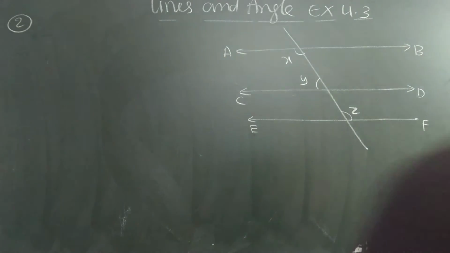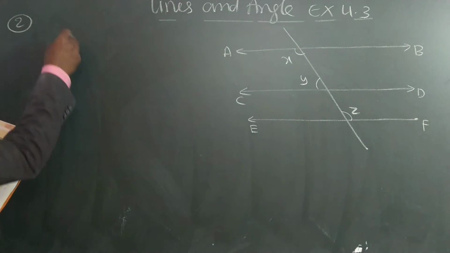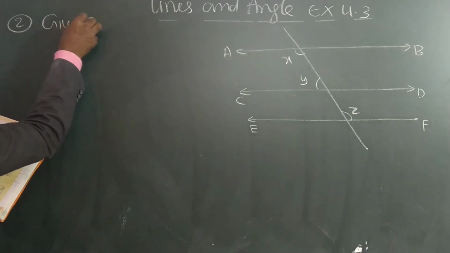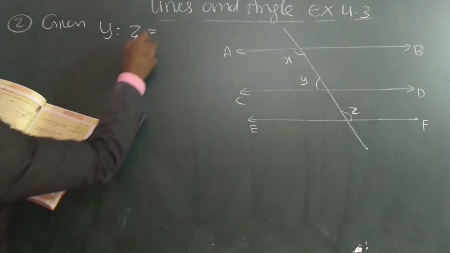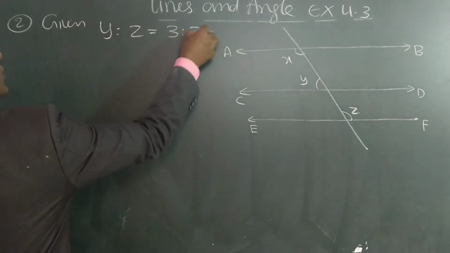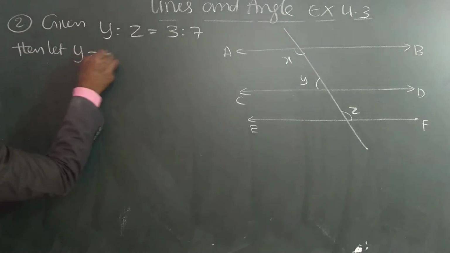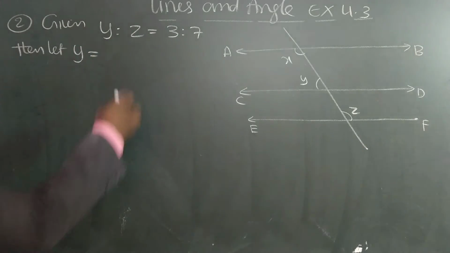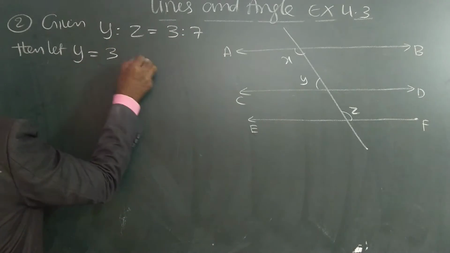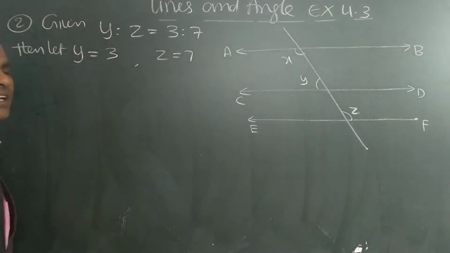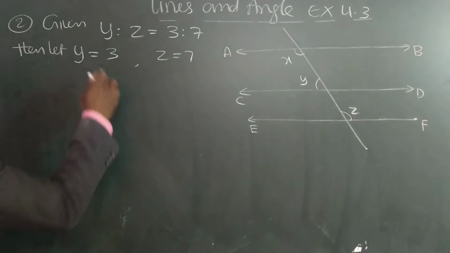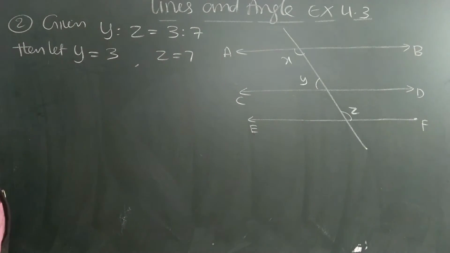Students, see here. Given that y is to z is equal to 3 is to 7. That relation is given. Then what is y? Y is 3 ratios, z is 7 ratios. Whenever a ratio is given, we cannot directly take y is equal to 3 and z is equal to 7. We should not take it like this. You take 3 and 7 but multiply with some constant.